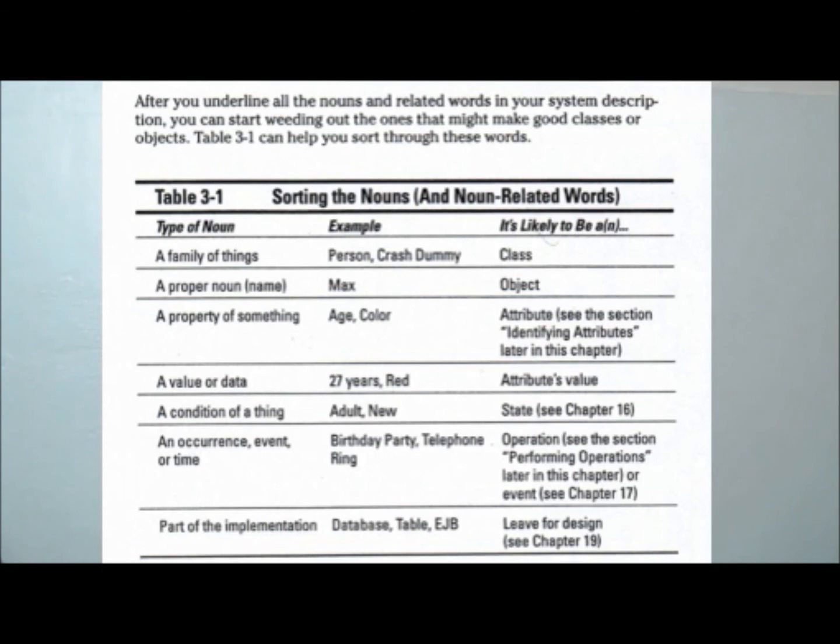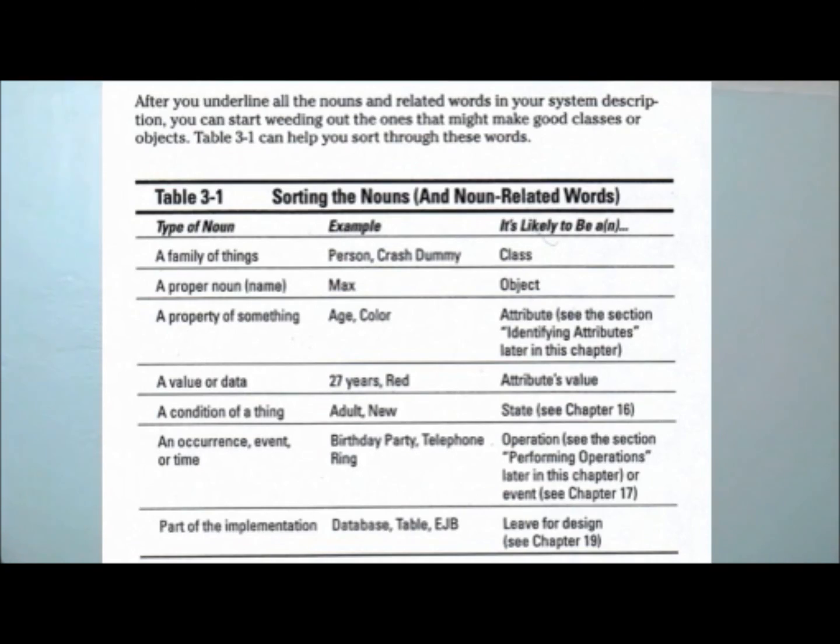And then what I've put next is I've got a slide on how to figure out objects and classes. Because once you've underlined all the nouns, then you need to decide what you're going to do. And so this slide here helps you figure out what's going on, and it goes through that checklist that we had. Is it a family? Is it a proper noun? Is it a value? Is it a condition? Is it an occurrence? And so this slide really does a nice job of explaining that.